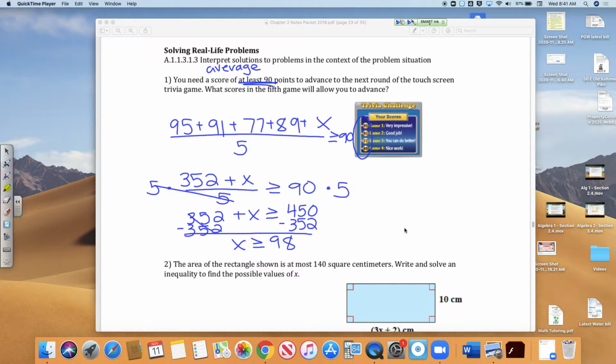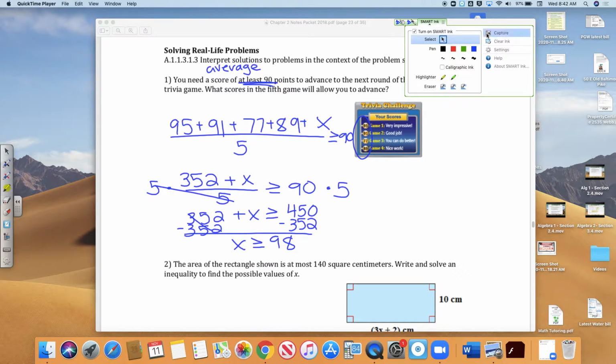Now these problems don't ask us to graph. If the problems don't ask you to graph, you don't necessarily have to. So we can skip the graph for now, but that would be a closed circle at 98 with the arrow pointing to the right. Each one of these questions is a little bit different, so number 2 is going to be completely different than number 1.